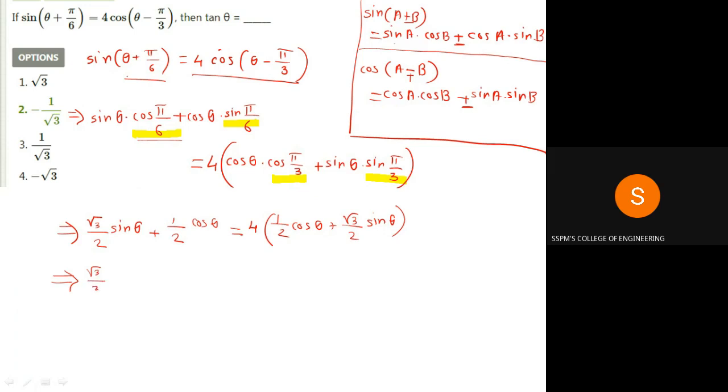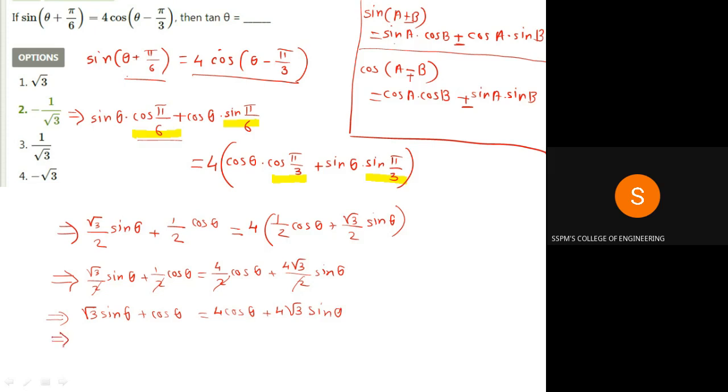So root 3 by 2 into sine of theta plus 1 by 2 cos of theta is equal to what? We multiply 4 into every term in the bracket. So it becomes 4 upon 2 cos theta plus 4 root 3 divided by 2 sine of theta. Now all the terms have 2 in the denominator, so we can cancel that 2. What remains is root 3 sine of theta plus cos of theta equals 4 cos theta plus 4 root 3 sine theta. That is what remains after solving these steps.